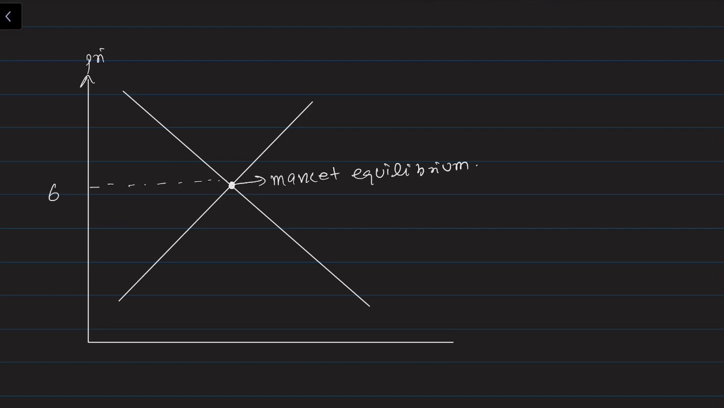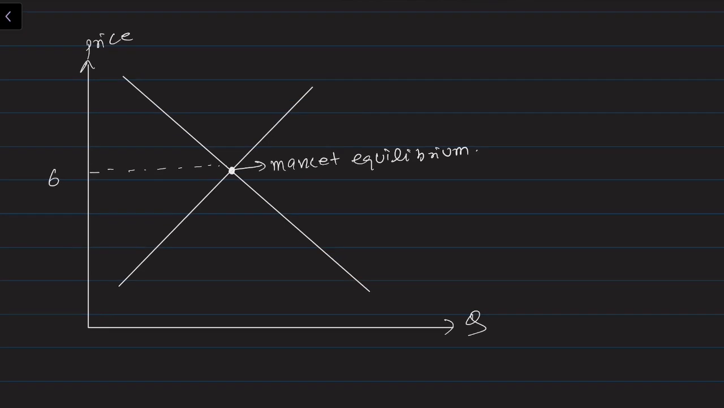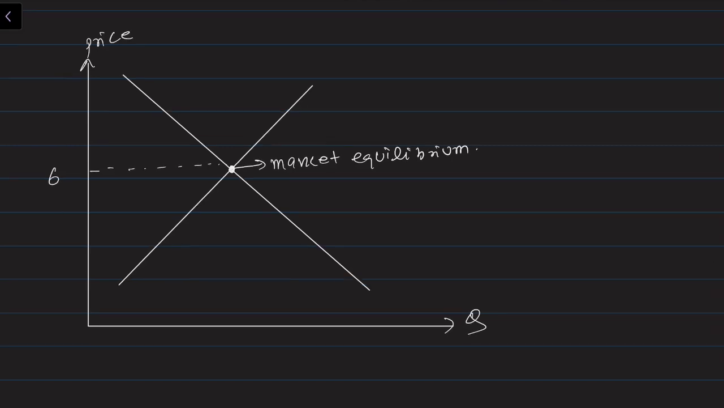Let's write the price on the vertical axis and the quantity on the horizontal axis. Now let's consider a situation when the market is not in the equilibrium. Okay, so let's say the price is higher than the market equilibrium price. So let's say the current price in the market is here at $8.